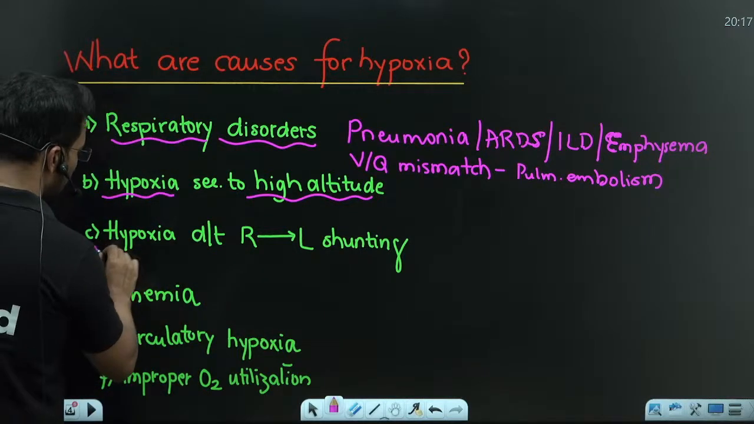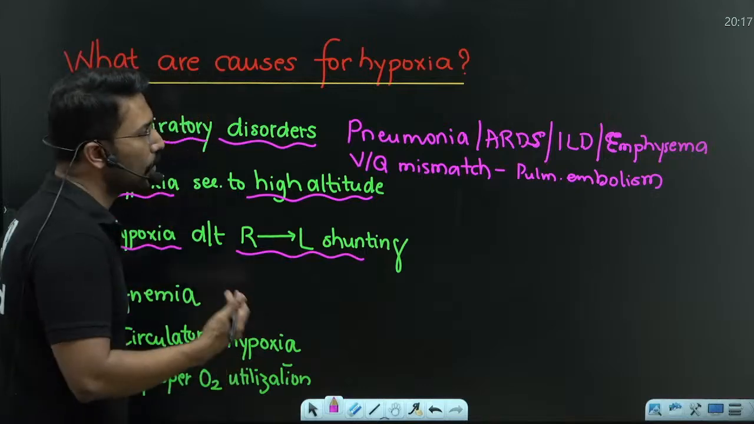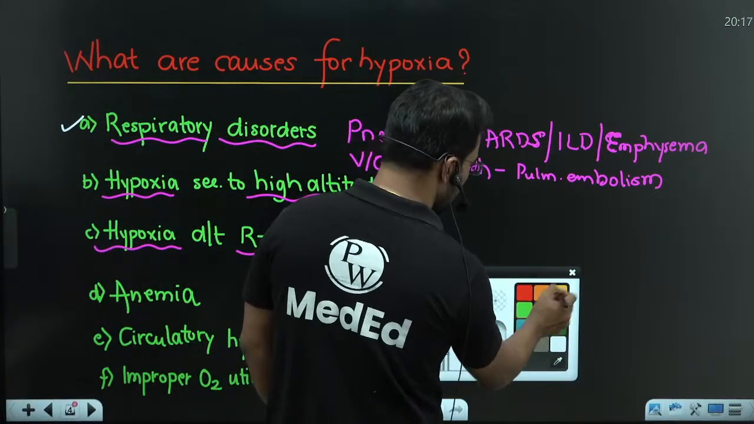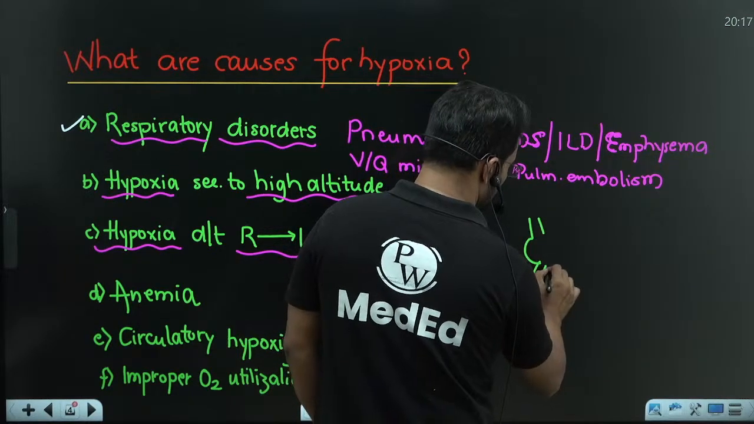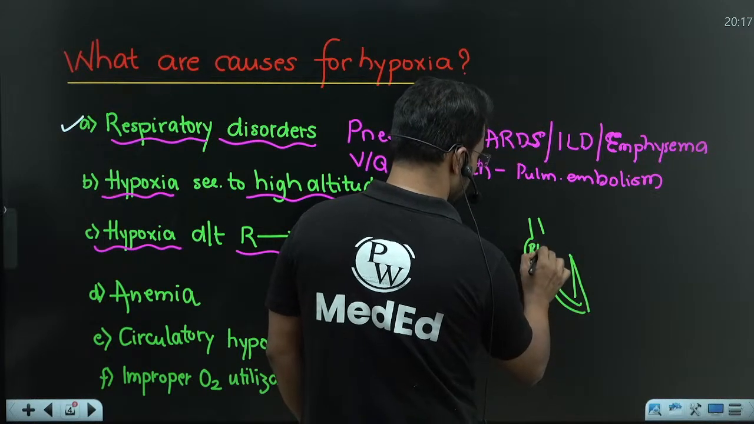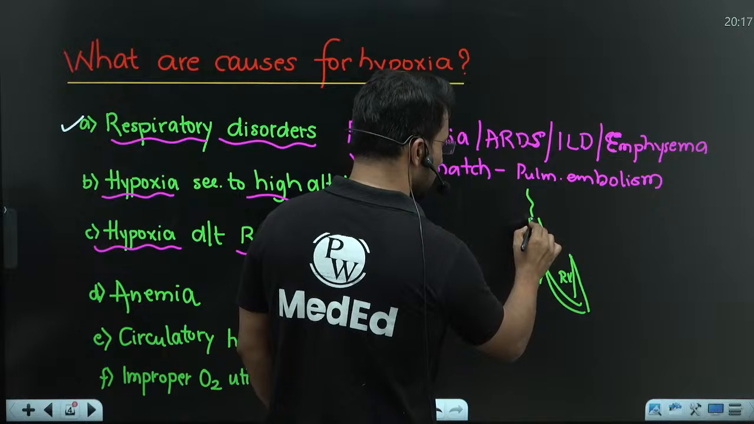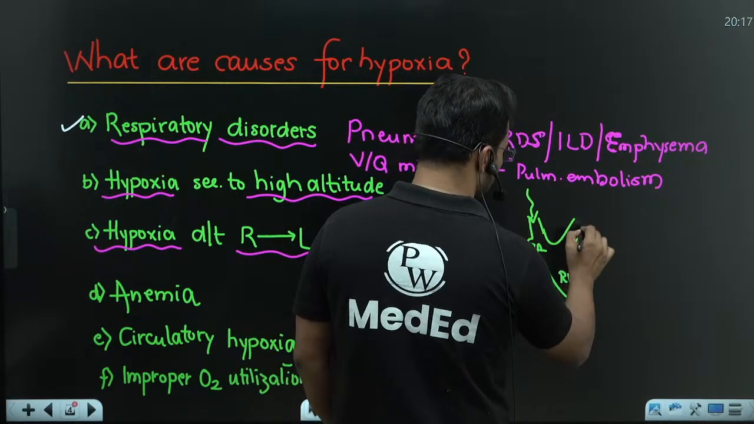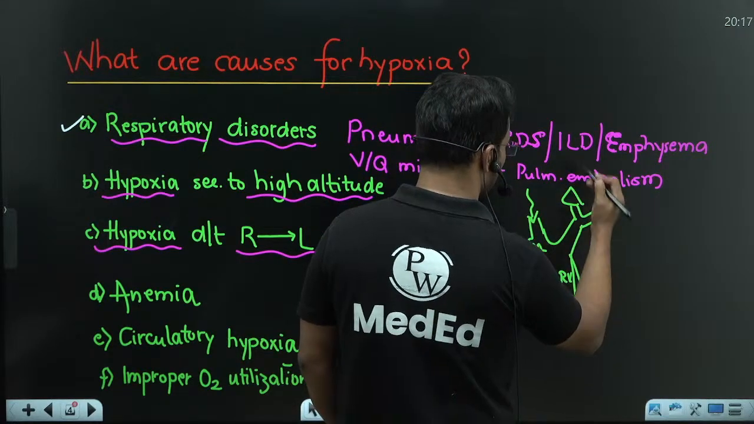Okay. Then hypoxia can also happen because of shunting. Now, what do I mean by this? Normally, my right side of the heart handles deoxygenated blood. This is the right atrium, this is the right ventricle. The right side of the heart receives the deoxygenated blood coming from the superior and inferior vena cava, and then pumps it to the pulmonary artery, right? So that takes the deoxygenated blood to the lungs.